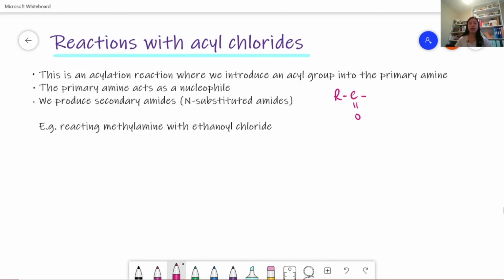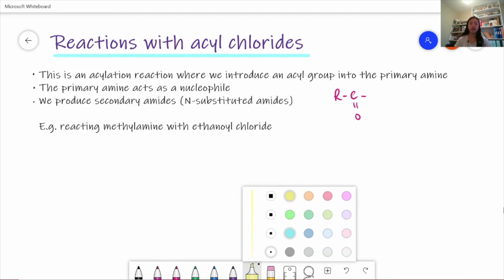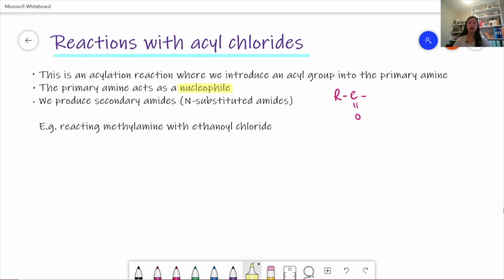And the primary amine acts as a nucleophile. So it's got the lone pair of electrons on the nitrogen, which attack the acyl chloride. And what we form are secondary amides, or N-substituted amides. So the example we're going to look at is reacting methylamine with ethanoyl chloride.